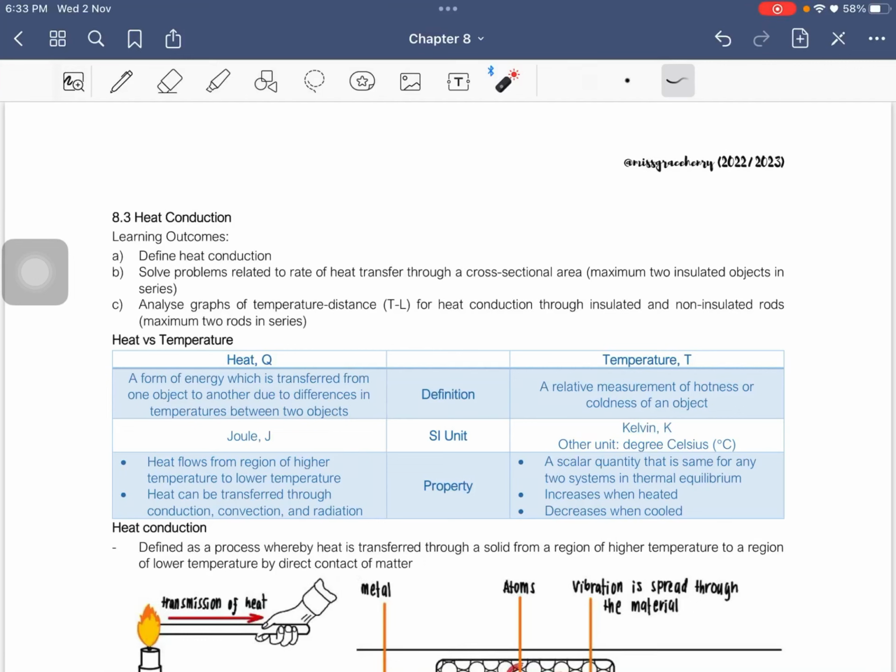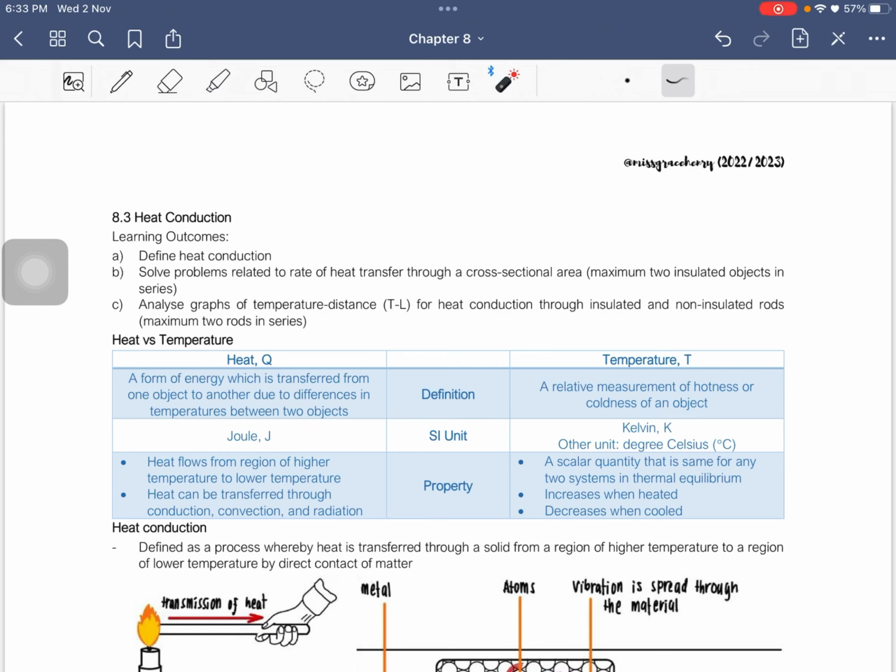For the third subtopic, it is on heat conduction. So in this subtopic, you should be able to define what is heat conduction, solve any problems related to rate of heat transfer through a cross-sectional area, so maximum two insulated objects in series lah. Lastly, you have to be able to analyze the graphs of temperature against distance for heat conduction through insulated and non-insulated rods, again maximum two rods in series.